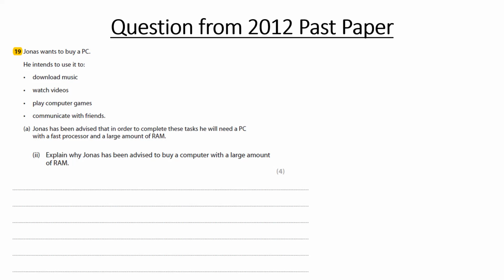You can also go further. Jonas intends to use it to play computer games. Computer games require instructions to be loaded quickly in a very short time. So him having a large amount of RAM would make it possible for the game instructions to be loaded quickly. And then you can also say, for example, he plans to watch videos. So videos also have graphical instructions that need to be processed quickly in a short time. Otherwise, the video is not going to play smoothly. You can also talk about that. So remember, guys, 4 marks and you have to explain.